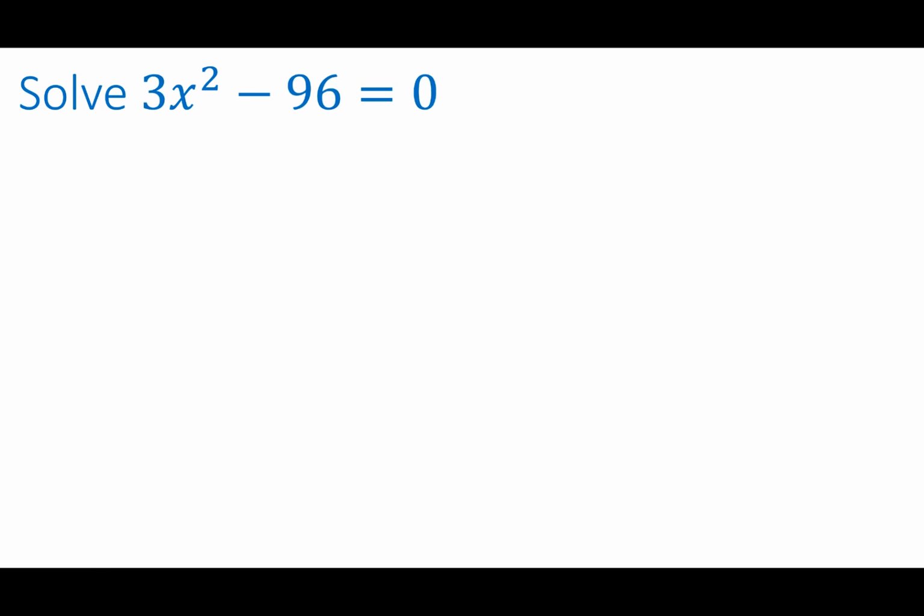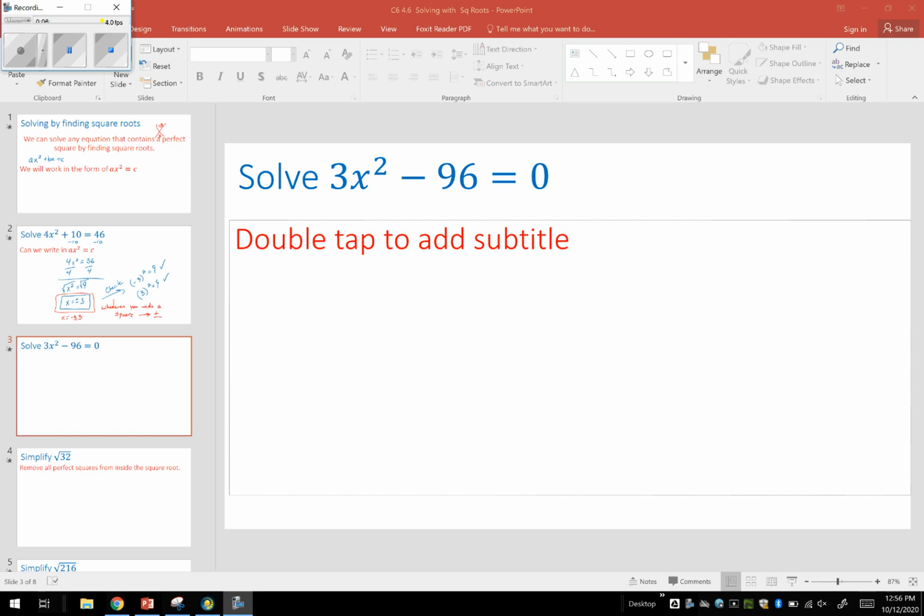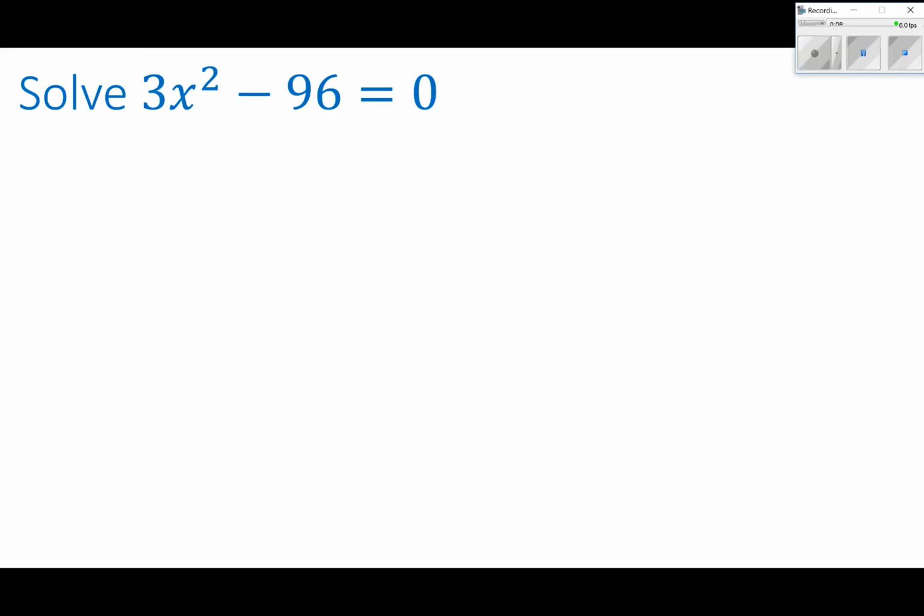All right, let's do another one. We have 3x squared minus 96 equals 0. So you do this one. Tell me what you come up with. Okay, I'm going to jump in on this one even if you're not done yet, because I think we might be hitting the same spot.